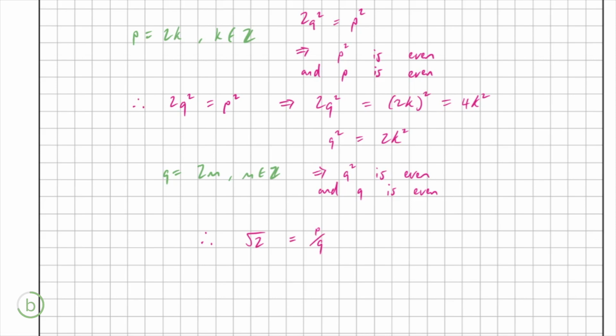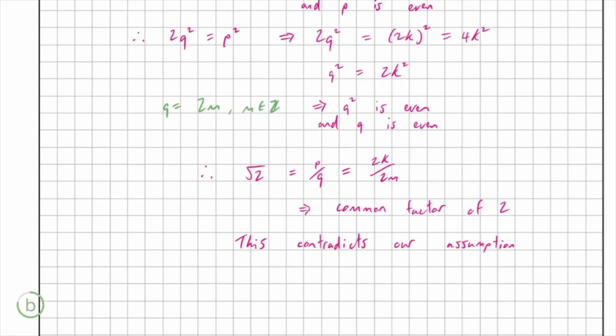Therefore, our initial equality that root 2 is equal to p over q can be written as 2k over 2m for some integers k and m, which implies the existence of a common factor 2 among the numbers p and q. However, this contradicts our initial assumption that p over q can be written as a fraction where the numbers involved don't share any common factors other than 1. Therefore, root 2 isn't rational. And that's actually the entirety of our proof.